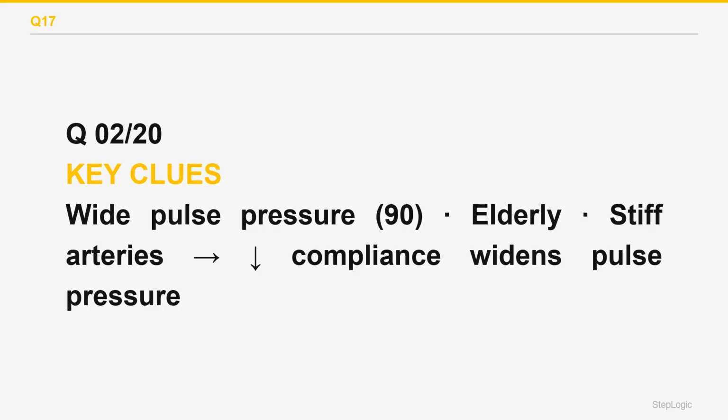Pulse pressure is the difference between systolic and diastolic pressure. It is determined primarily by two factors, stroke volume and arterial compliance. Pulse pressure is proportional to stroke volume divided by compliance. A larger stroke volume ejected into the aorta raises the systolic pressure and widens pulse pressure. And stiffer, less compliant arteries, as in this elderly patient with arteriosclerosis, cannot stretch to buffer the ejected volume, so systolic pressure rises sharply and diastolic falls, widening the pulse pressure.